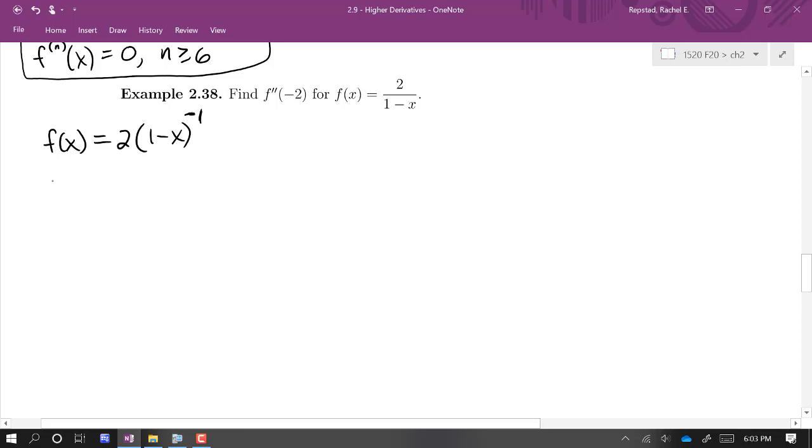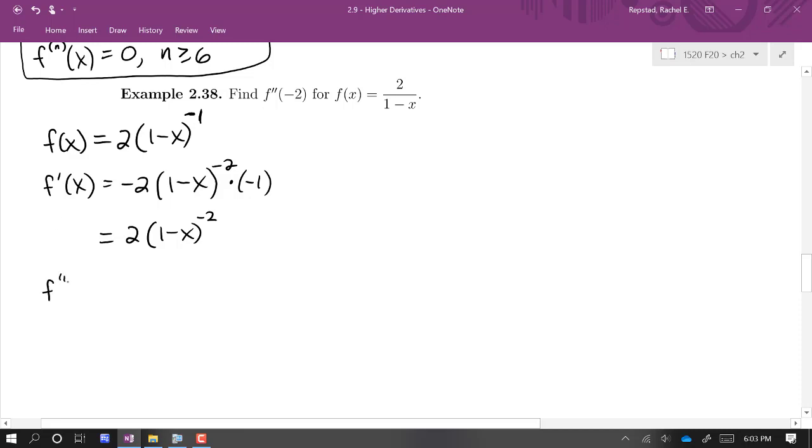The first derivative, using the power rule, bring down the minus 1. So we get a -2, 1 minus x to the minus 2 power. And then the chain rule would have us multiply by -1. So I'm going to just simplify this a bit. 2 times 1 minus x to the -2. That's the first derivative. For the second derivative, this is already in a nice power rule friendly form.